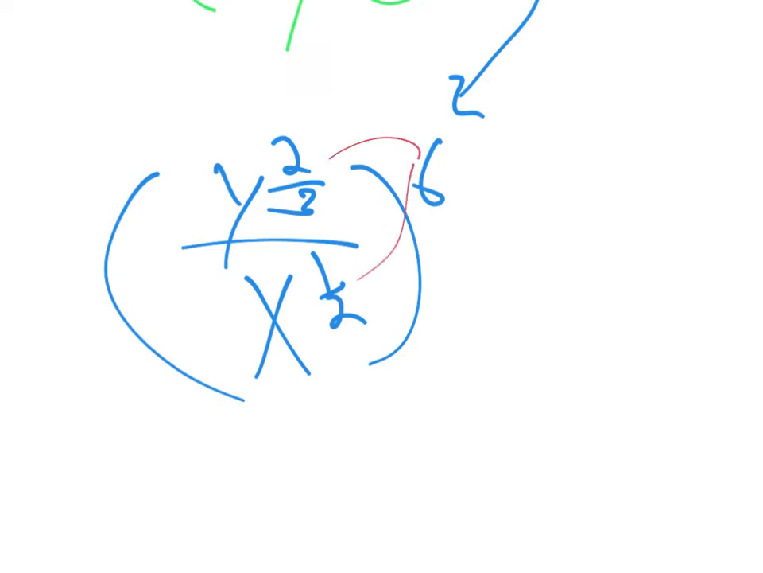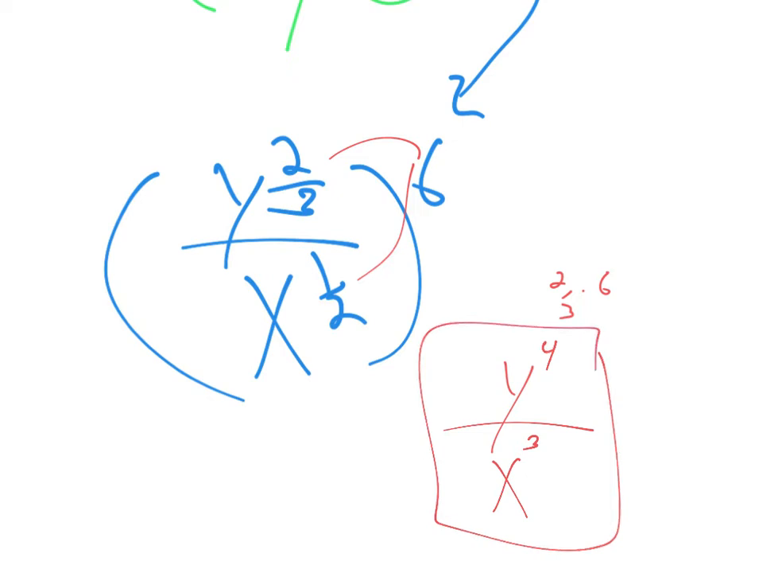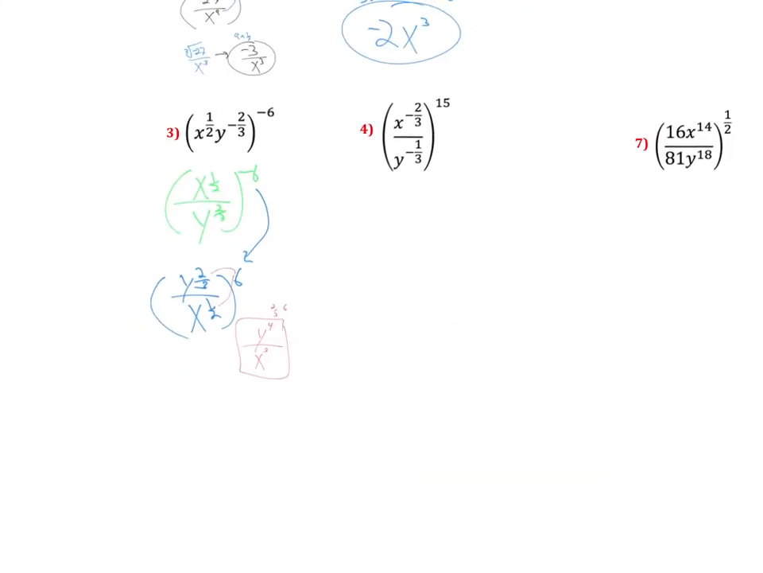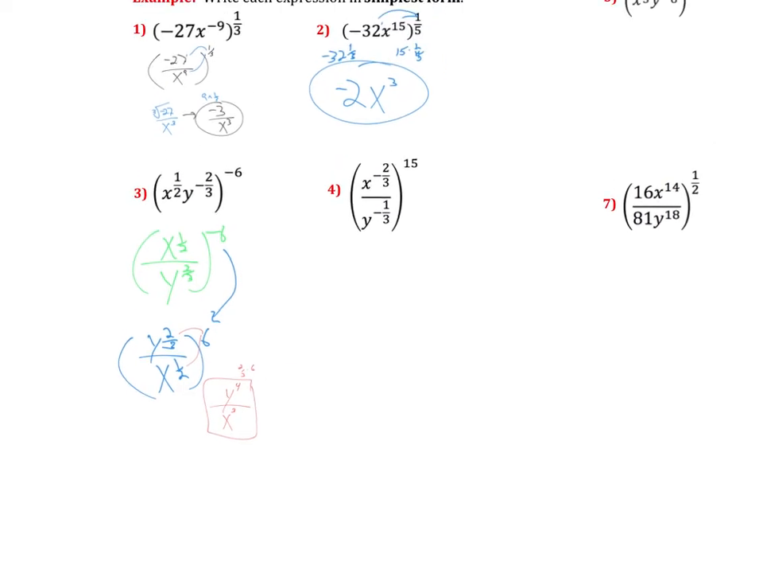So I'm going to distribute a 6 into the exponents here. So on the y, we're going to have 2/3 times 6. Well, 2 times 6 is 12. Divide that by 3, I get 4. Over x to the power of 1/2 of 6. Well, 1/2 of 6 is just 3. Next one.